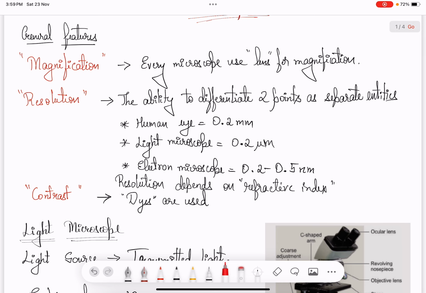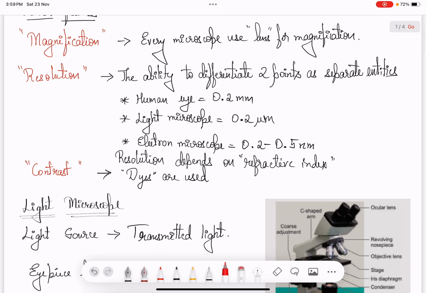Second one is resolution. Now, what is resolution? Resolution is the ability to differentiate two points as separate entities. What does it mean? When you see through the microscope, you should be able to differentiate these two points. Now, consider these two points. Whenever you see from a little far distance, it is like you are seeing a single point over here, but you should be able to differentiate two points. That should be achieved by the microscope. That is called resolution. Resolution is nothing but the ability to differentiate two organisms as two separate entities.